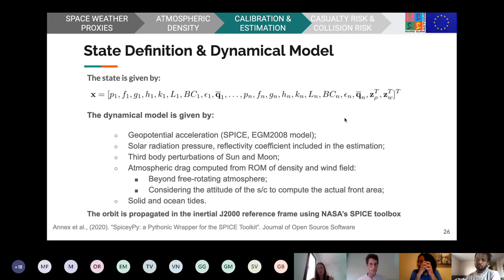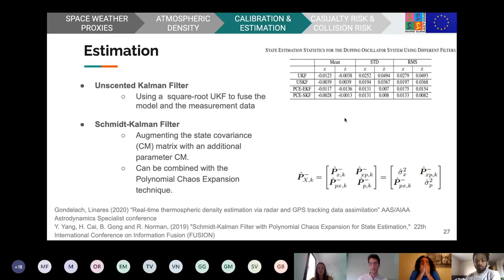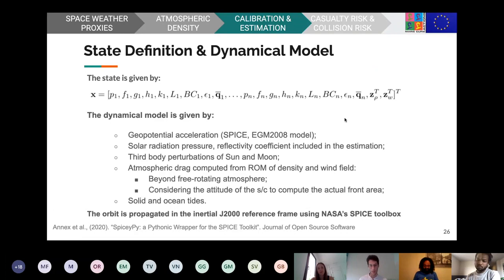And we can then propagate all this together using a model that's making use of the geopotential acceleration, of course, in which we include the high order harmonics of the Earth, solar radiation pressure, in which we are estimating the reflectivity index, third body perturbations of the Sun and the Moon, and then the atmospheric drag, in which, as said, the surface can be computed from the propagation of the attitude of the spacecraft. The density can be computed from the reduced order model representation of the field, and the relative velocity, again, from the reduced order model. We also aim at including solar and ocean tides, and we can do this using the SPICE toolbox from NASA, which has been recently made compatible with the Python language, which we're using for this project.